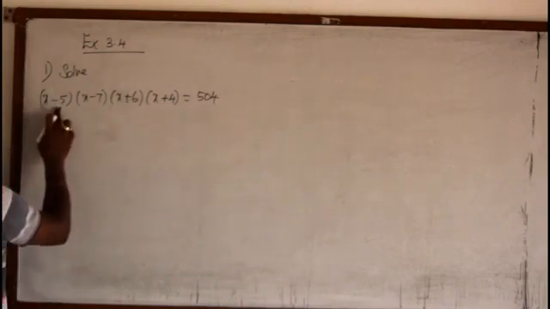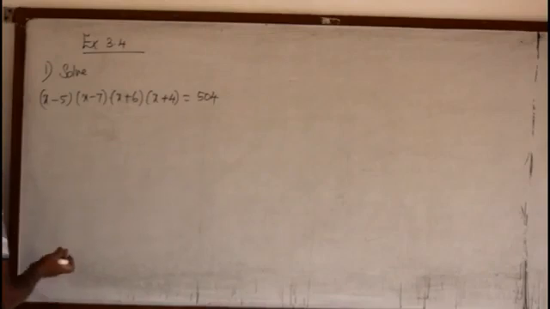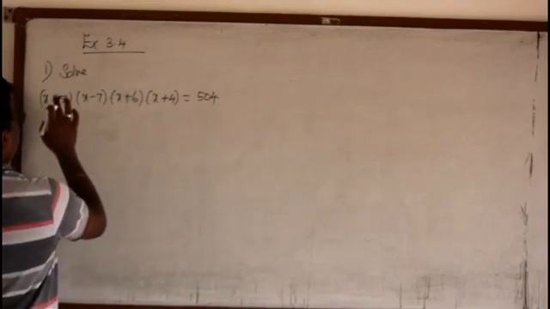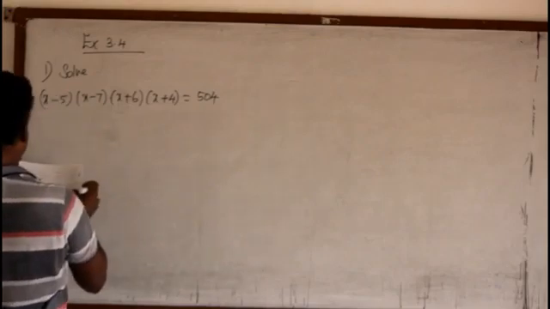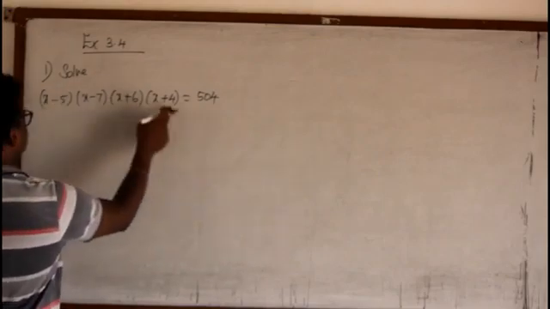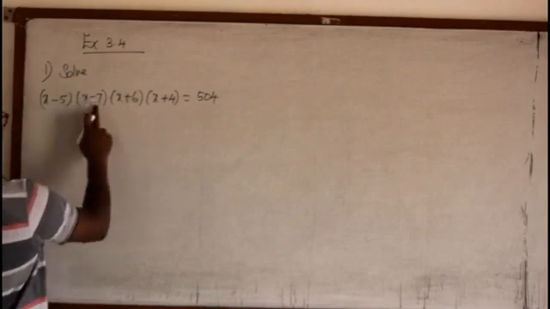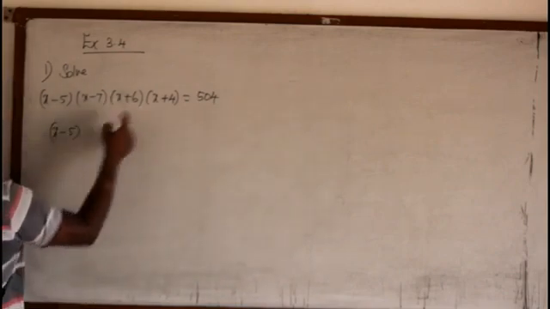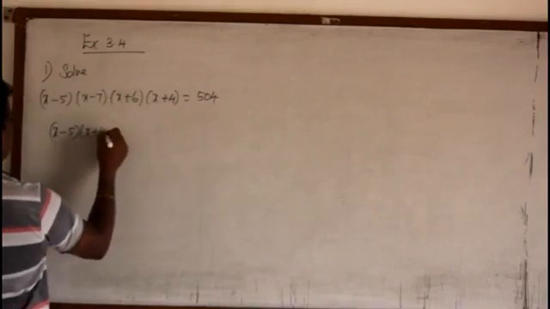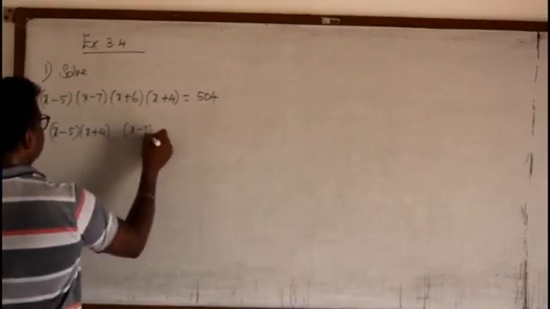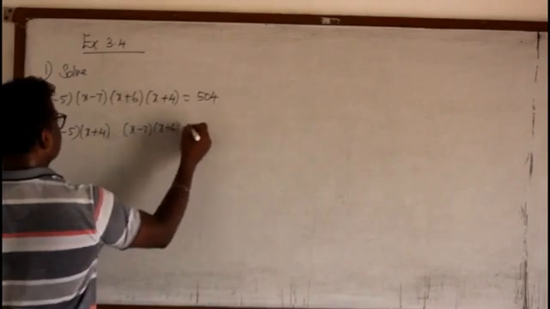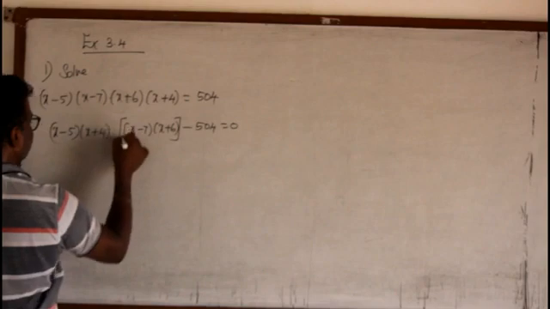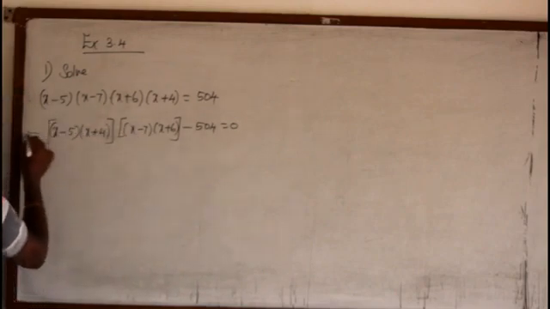6 minus 5 is 1, minus 7 plus 4 is minus 3, it's not having anything. But minus 5 plus 4 is minus 1, and minus 7 plus 6 is minus 1. So I can combine x minus 5 and x plus 4, similarly x minus 7 and x plus 6, minus 504 equal to 0. We should find the product among these two.